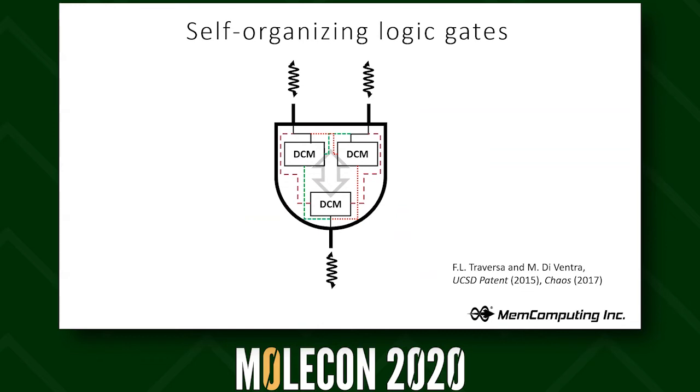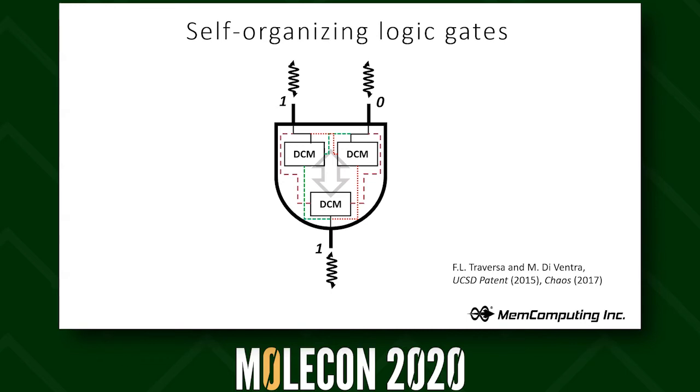So let's consider this simple sketch of a gate, and let's look inside. In this gate, we can see these blocks, DCMs, which we call dynamic correcting modules. How do they work? Imagine that the configuration of the gate is the following, and this is an AND gate. This configuration is not consistent with the AND relation, and in fact, either the upper right terminal should be 1 or the output terminal should be 0.